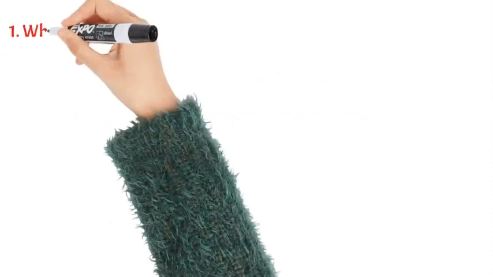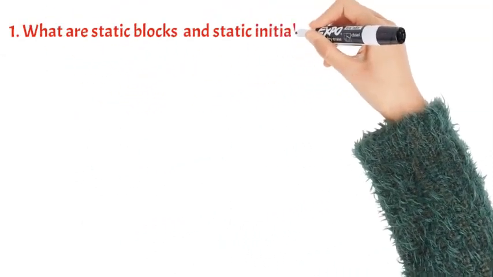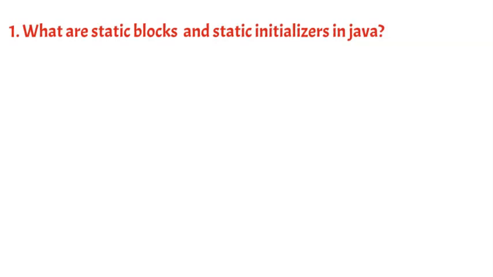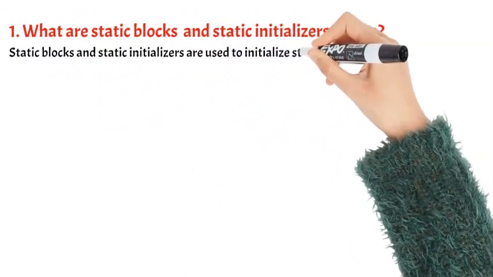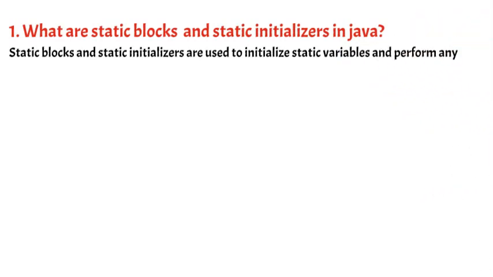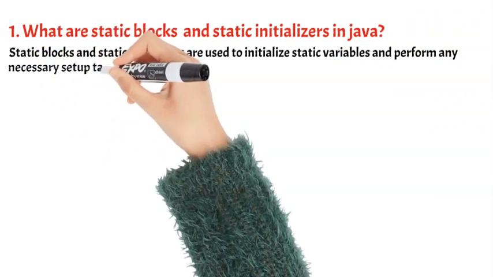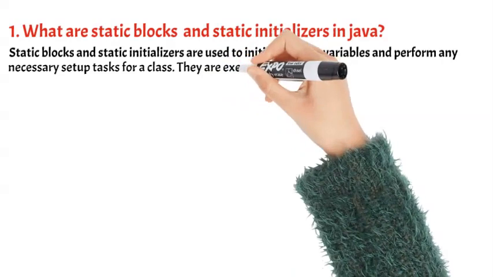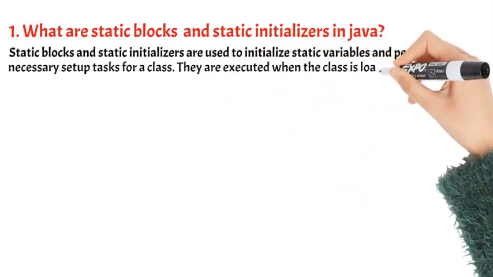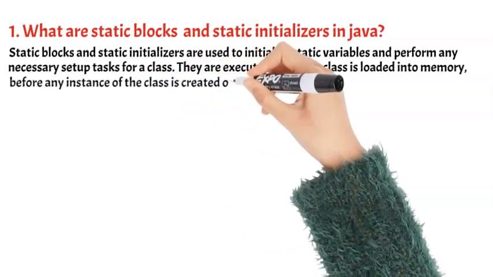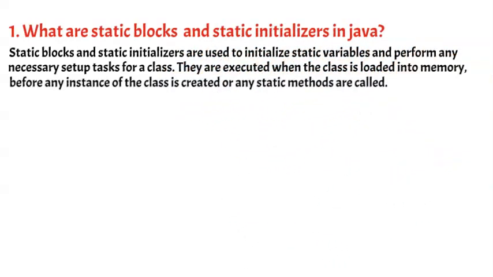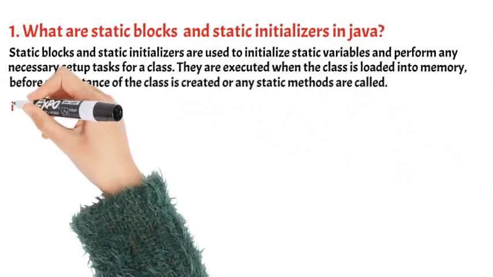1. What are static blocks and static initializers in Java? Static blocks and static initializers are used to initialize static variables and perform any necessary setup tasks for a class. They are executed when the class is loaded into memory, before any instance of the class is created or any static methods are called.